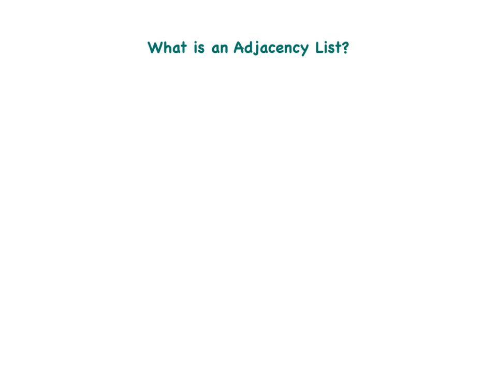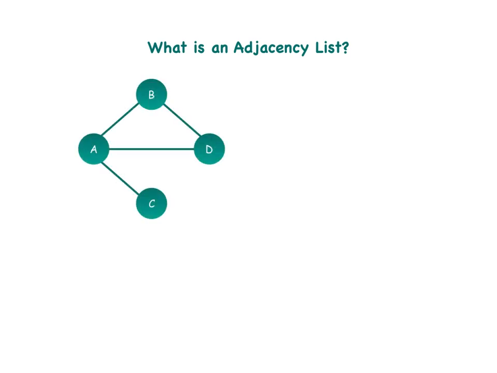What is an adjacency list? Well, let's use the same graph that we just got finished using, and this time we're going to have a single array, a one-dimensional array. And it's going to be of size 4 because our graph has 4 vertices. And each value in that array will correspond to a vertex in the graph.